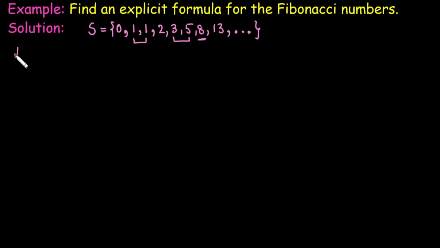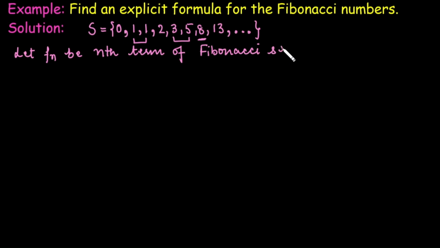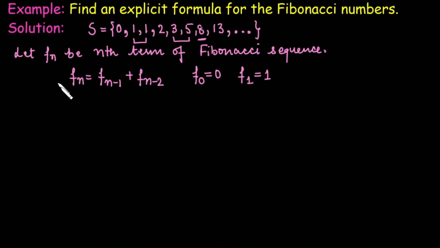For that we can take, let f of n be the nth term of the Fibonacci sequence. It means f of n is calculated as f of n minus 1 plus f of n minus 2, where we take the first two numbers as the initial conditions: f of 0 is equal to 0, f of 1 is equal to 1. So we can calculate f of 2 from here. So we can say that n is equal to 2, 3, 4 and so on.